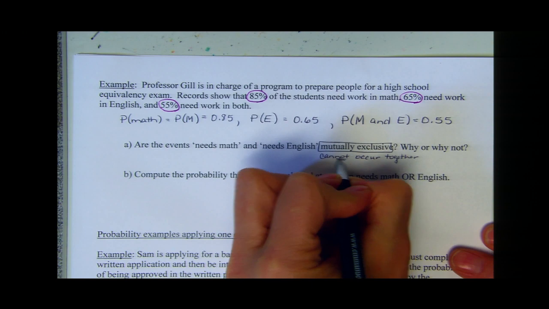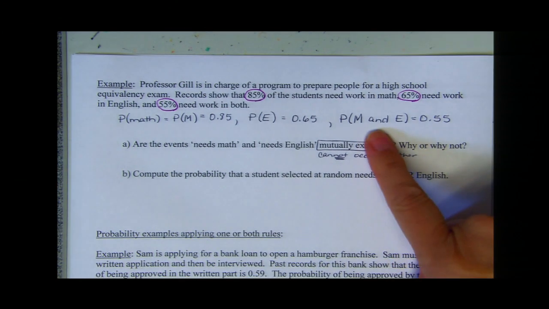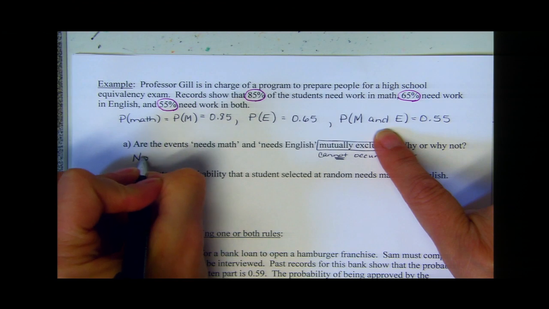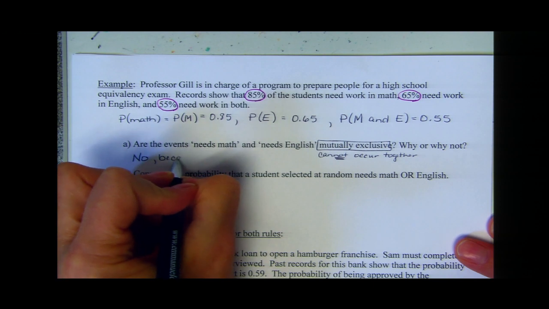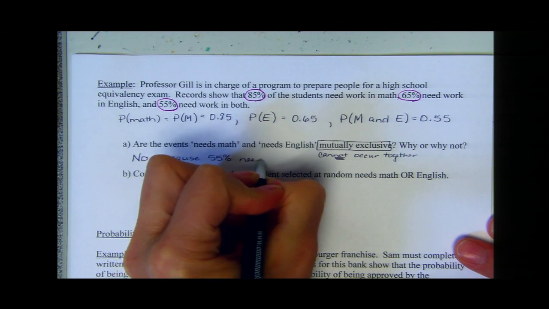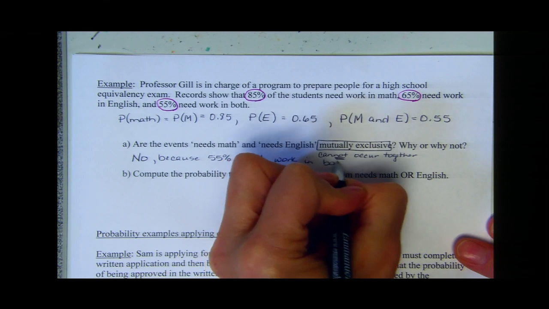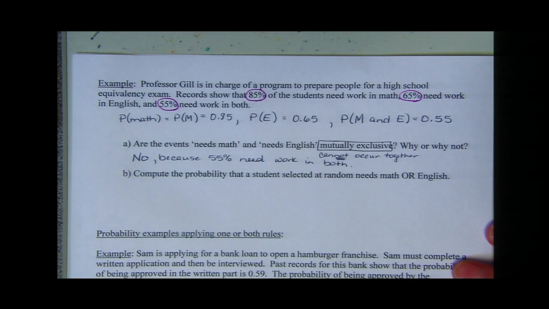Okay, so let's think through this. Are there any students that need both? Absolutely. So since it does occur that some need work in both math and English, then no, these are not mutually exclusive. Why or why not? Because 55% need work in both. So since they can need work in both, they are not mutually exclusive.